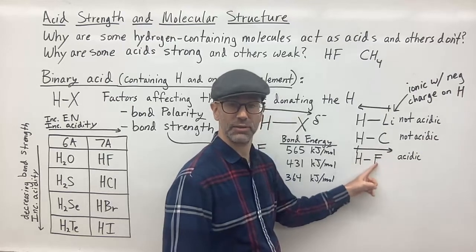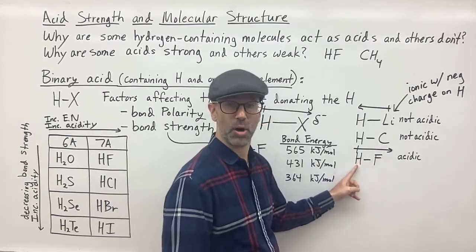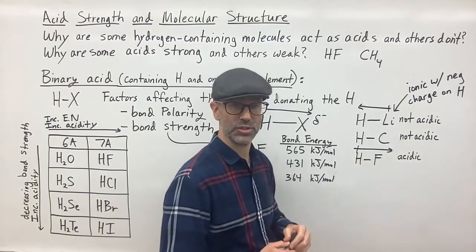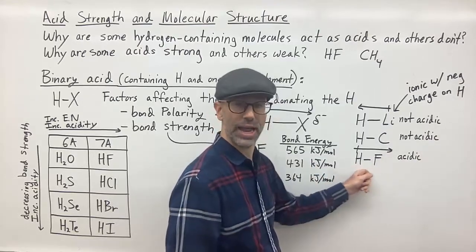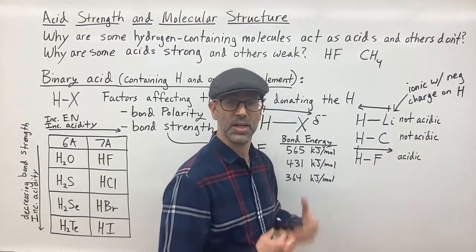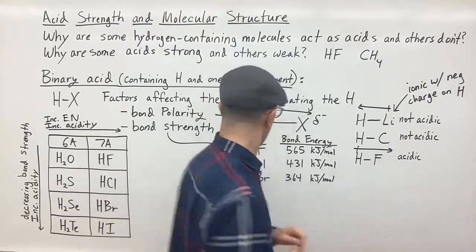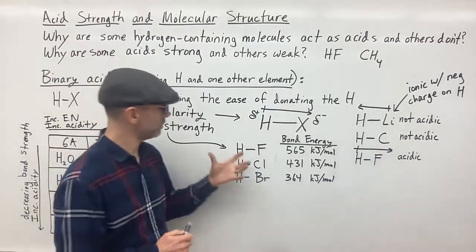That's going to definitely give this side a partial negative, so on the fluorine, and a partial positive on the hydrogen, and so therefore hydrogen is going to be easily coming off, and so therefore your HF is acidic. And so that's how bond polarity affects acidity. What about bond strength? So we're talking about bond strength.